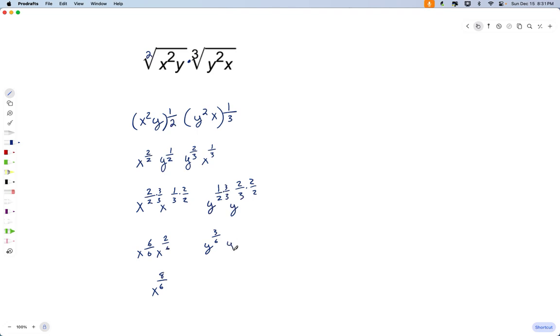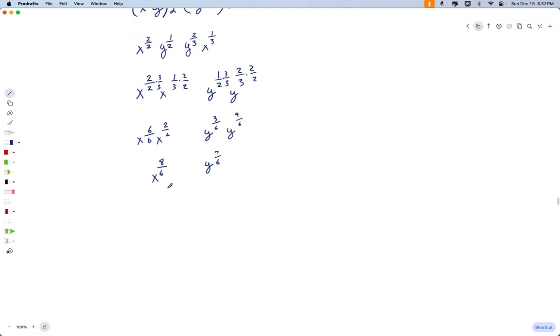Now, I can't combine these because the bases are different, but I can reduce the fraction. So I've got x to the 4 over 3, y, this can't reduce, to the 7 over 6. That is your solution. All right, 85 miles per second, 2 miles per hour.